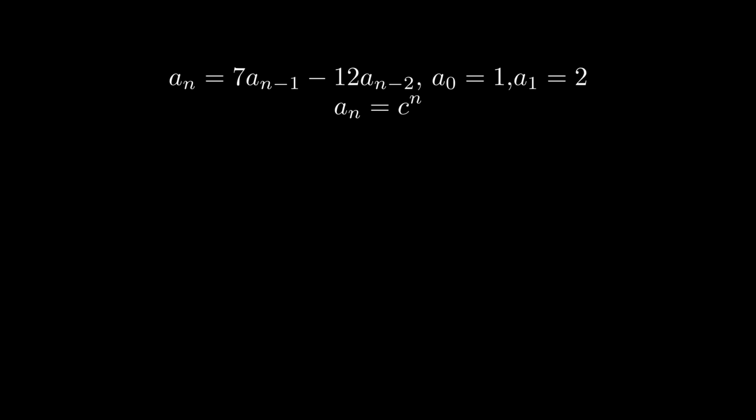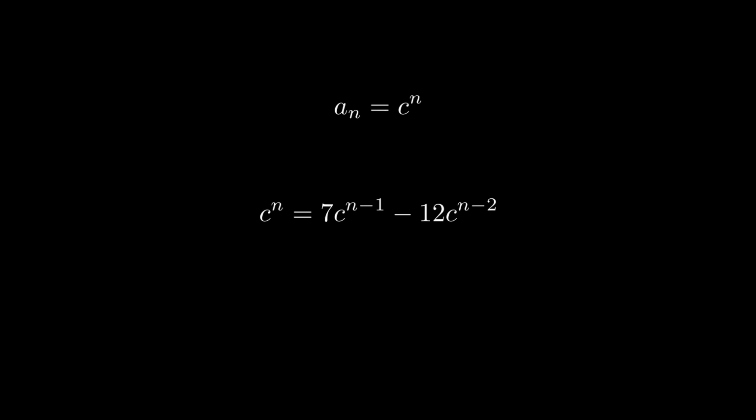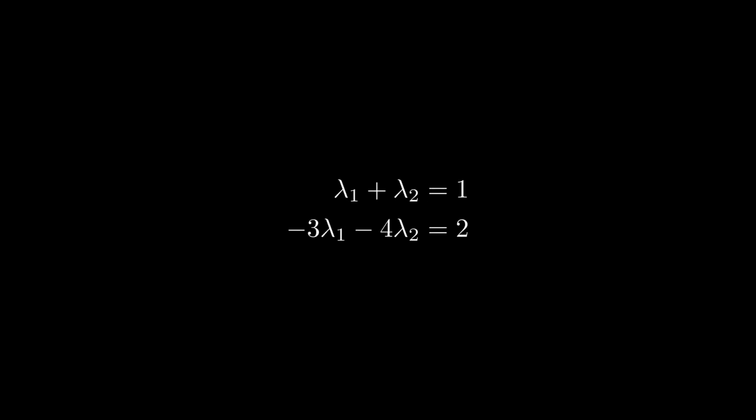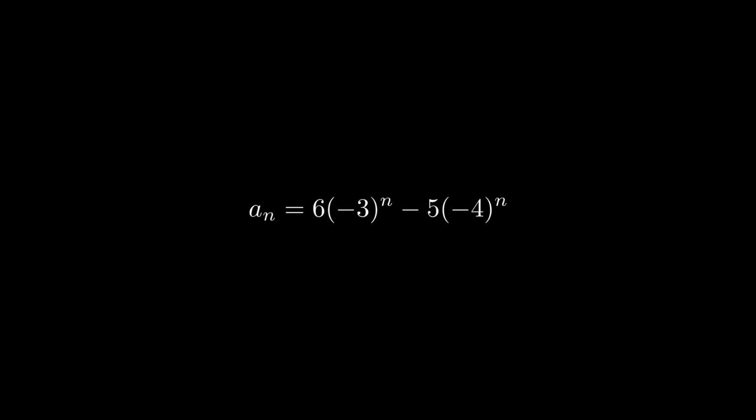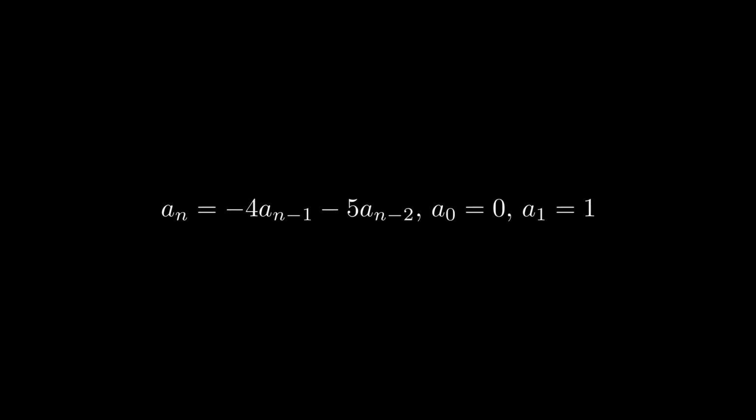Let's take a random recurrence, this one. We wish to find a closed formula for an. Let an equal c to the n. Then we can get a new equation, and when we divide both sides by c to the n minus 2, we have a quadratic in which we can get the roots. Next, we write the solution as a linear combination of the roots to some power, and then we can form two equations by plugging in n equals 1 and 0. Solving for lambda 1 and lambda 2 allows us to plug this back into the original solution to get our formula. So if I gave you a random recurrence like this, I'm sure you're able to get the closed formula. Try it.